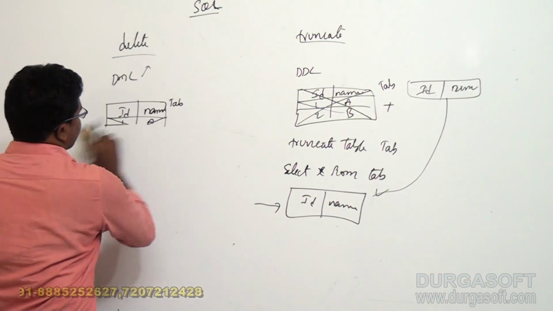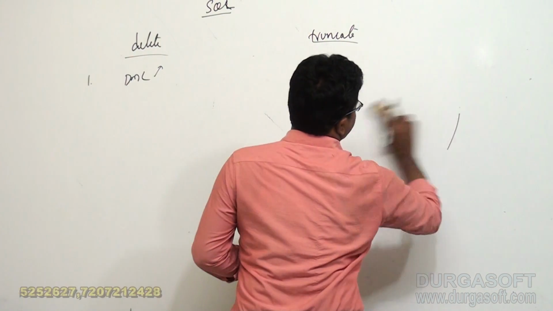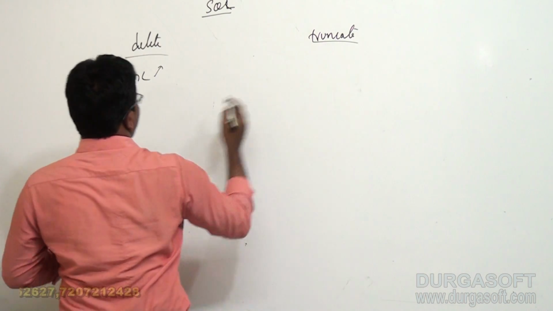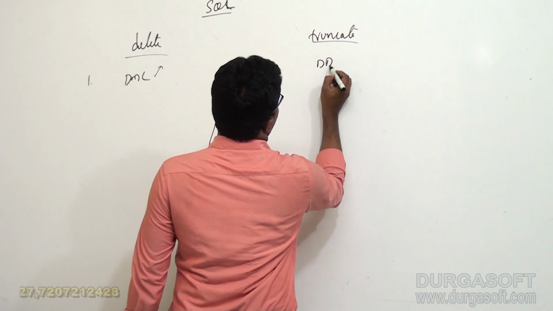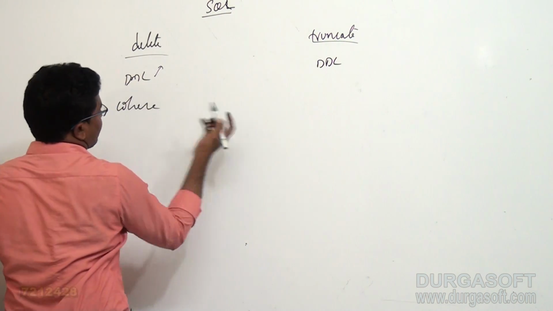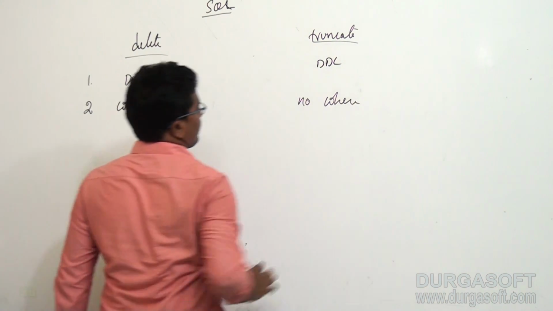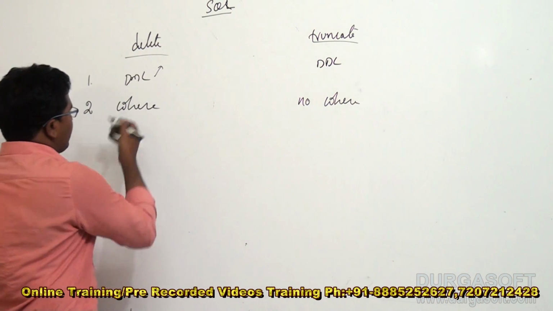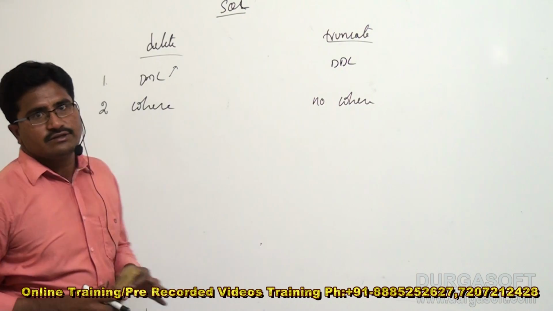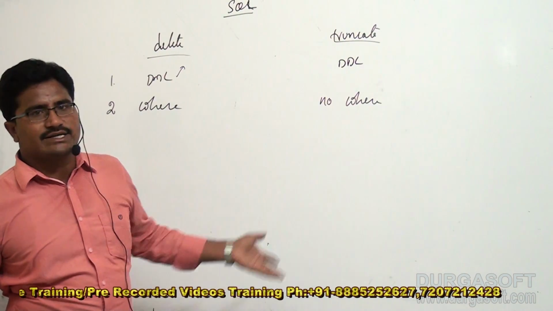Okay, we'll see the second example now. Here we use a where clause, here there is no where clause. So why do we use a where clause? By using the delete command we can remove a single record, multiple records, or all the records.